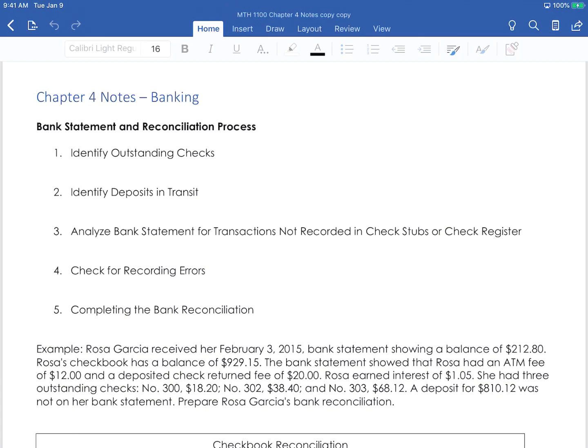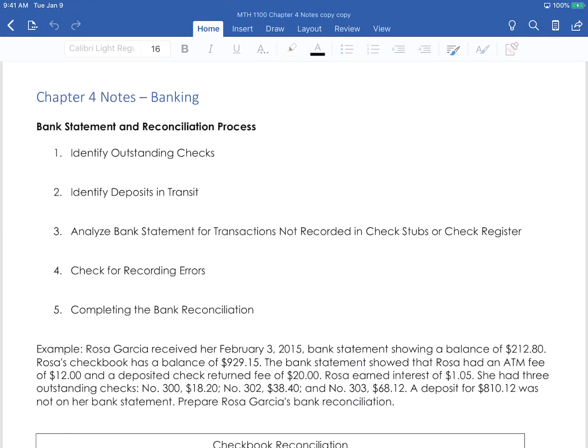The next thing, you want to analyze the bank statement for transactions not recorded in check stubs or check registers. These are basically things like fees for overdraft or ATM fees, or making sure that you record your interest from your bank account.